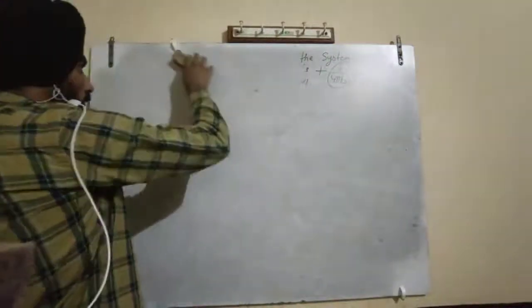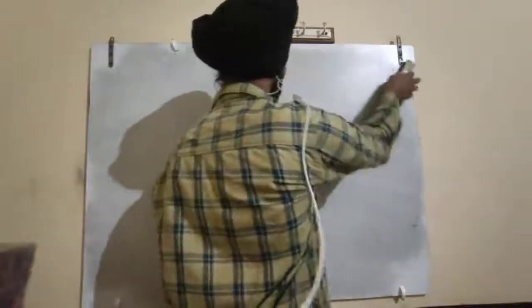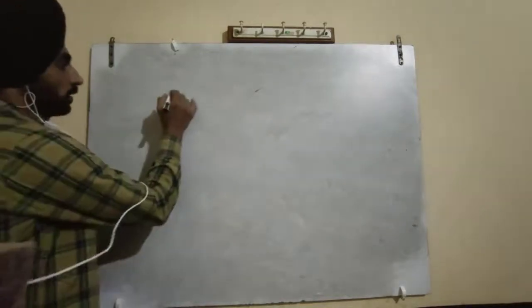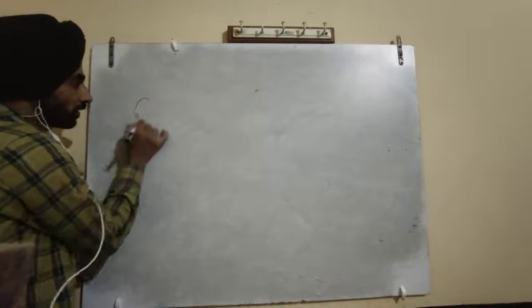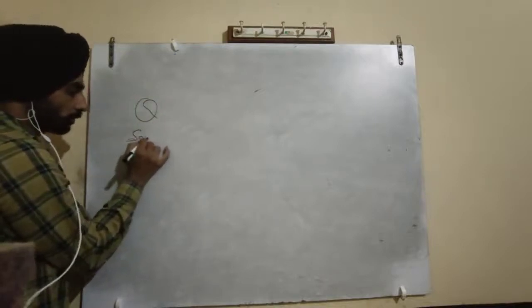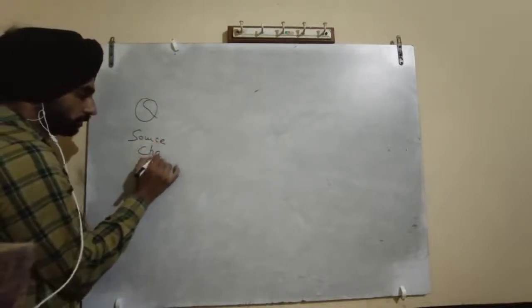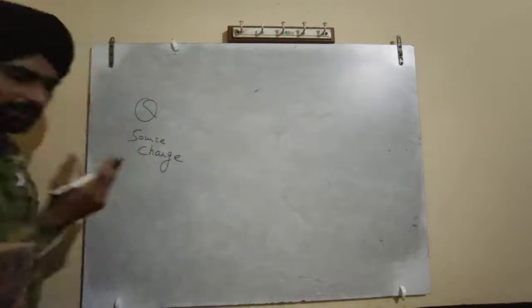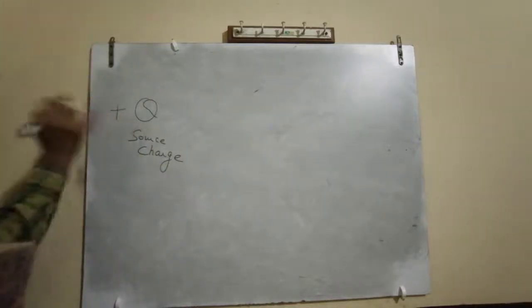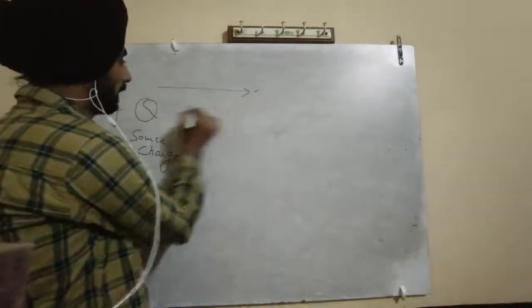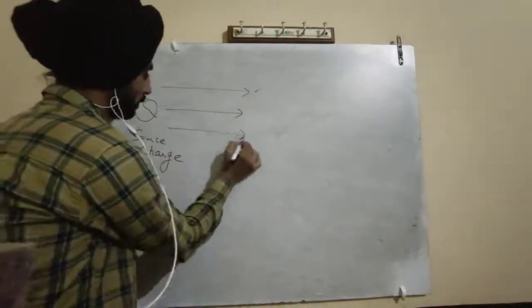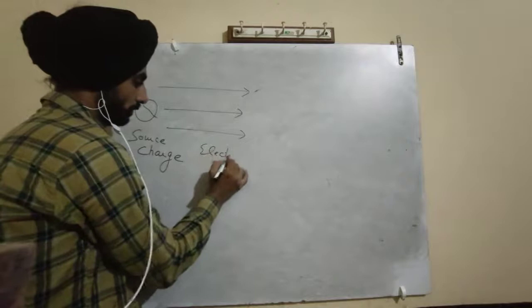So note down your next topic. It would be an interesting topic. Now we are considering the concept of work done. That means now we will consider a source charge. Now, due to this source charge, an electric field will be there.